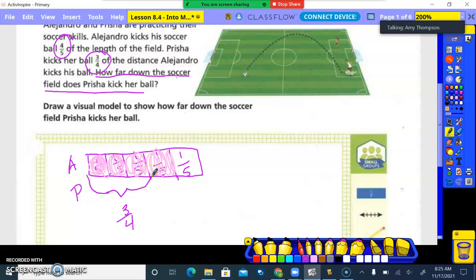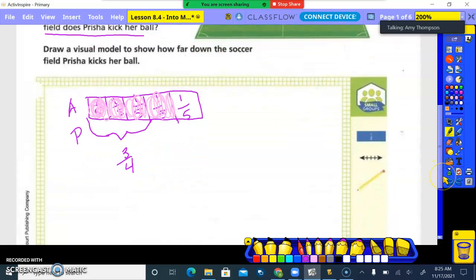Okay, so she had 3/4, right? Okay, so what would our equation be? Would it be 3/4 of 4/5 or 4/5 of 3/4? Of means multiplication, right? And then we would work out our problem.